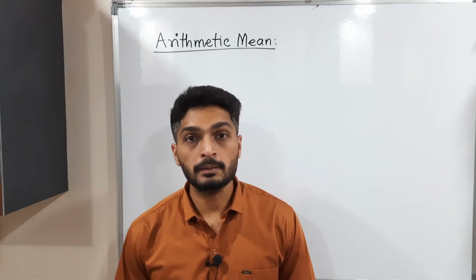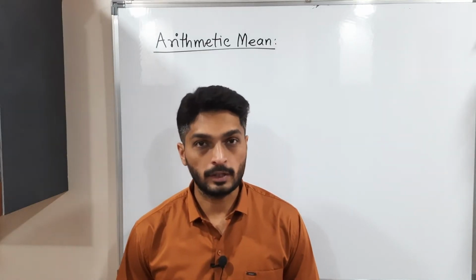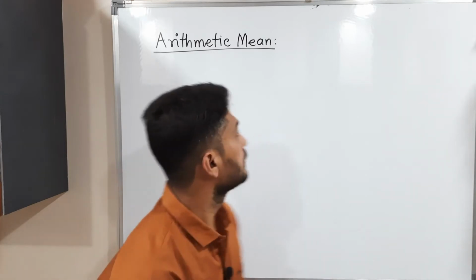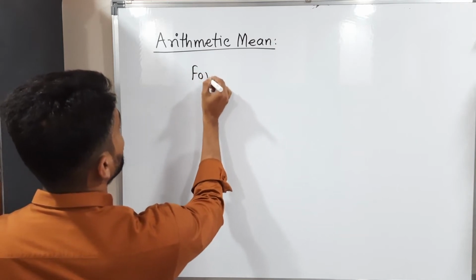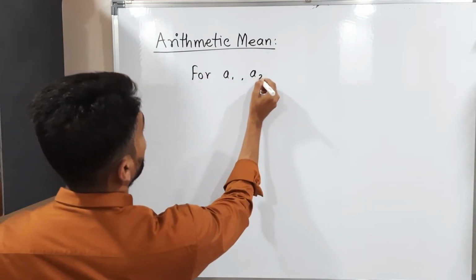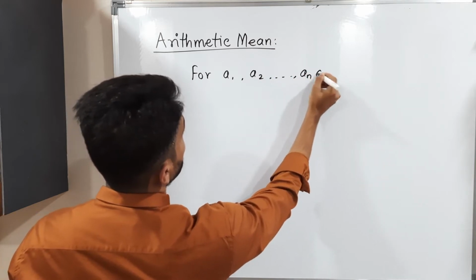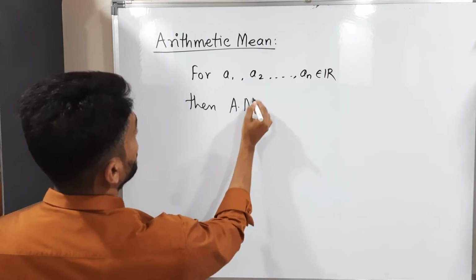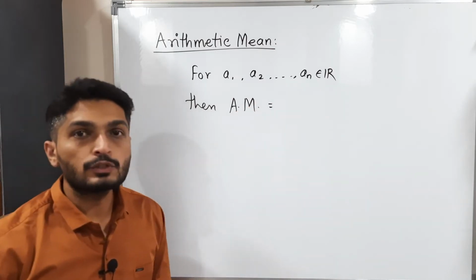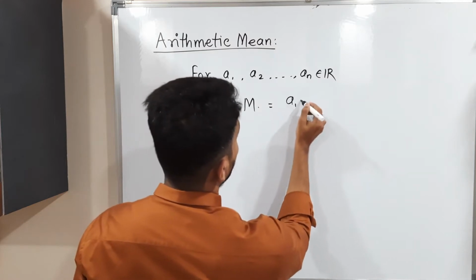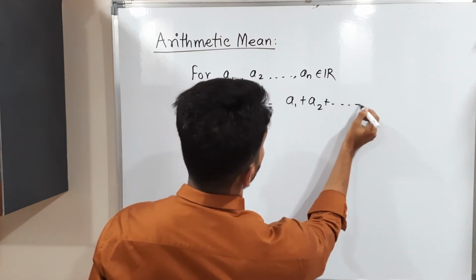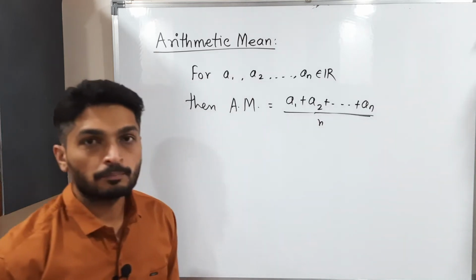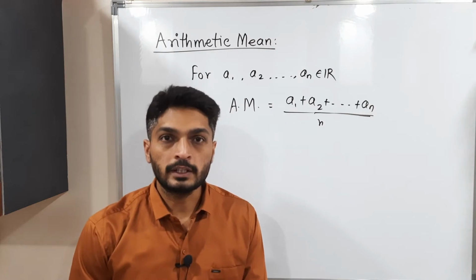See how to find the arithmetic mean of n real numbers. We have already discussed it for 2 real numbers, so let us discuss it for n real numbers. Suppose a1, a2, and so on up to an are real numbers. Then the arithmetic mean is simply the average of all these numbers, so that means a1 plus a2 plus and so on up to an, divided by n. So we simply take an average and we get the arithmetic mean.